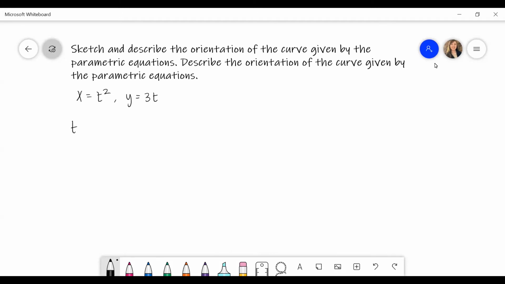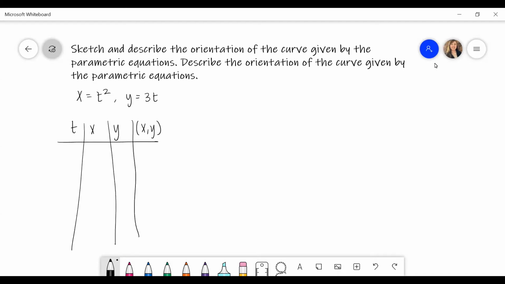So t, x, y, and xy, one-day lines will be straight. I don't think it's today. That's better. A little better. Much better. Okay. Let's stick with our normal.